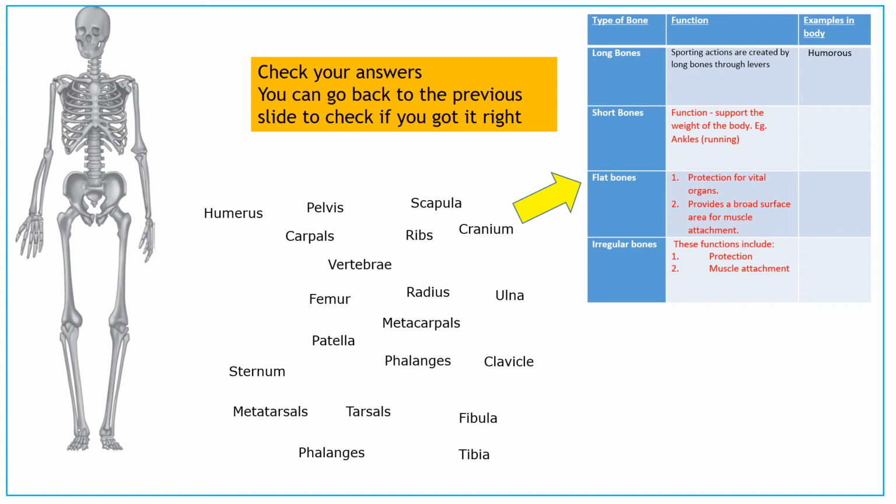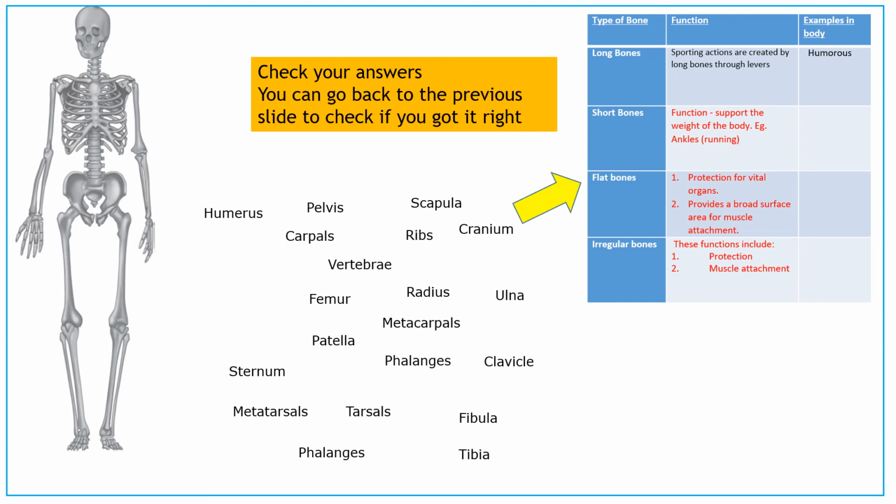So very important function. We got flat bones. What are they for? Well, protection of vital organs, such as the ribs. Ribs are flat bones. Remember, sternum is a flat bone. That rib cage has such an important role to play when we're doing sport.